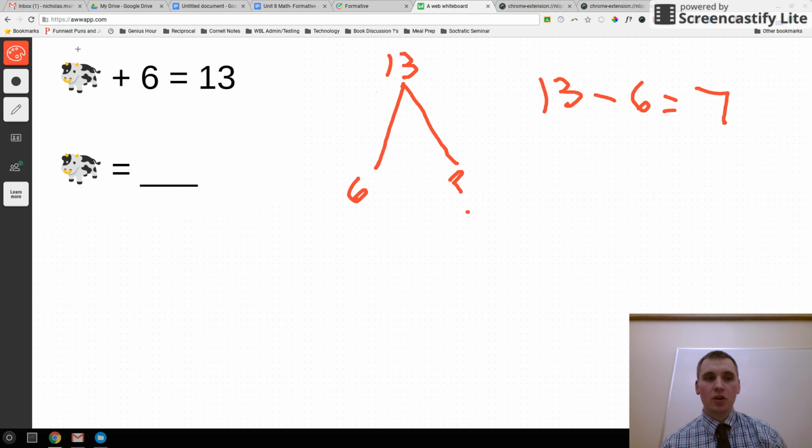So that has to be our unknown, but I always want to double check. 7 plus 6, if I do that in my head, that's pretty easy. That equals 13. So what is cow? Cow is 7. And so cow equals the number 7.